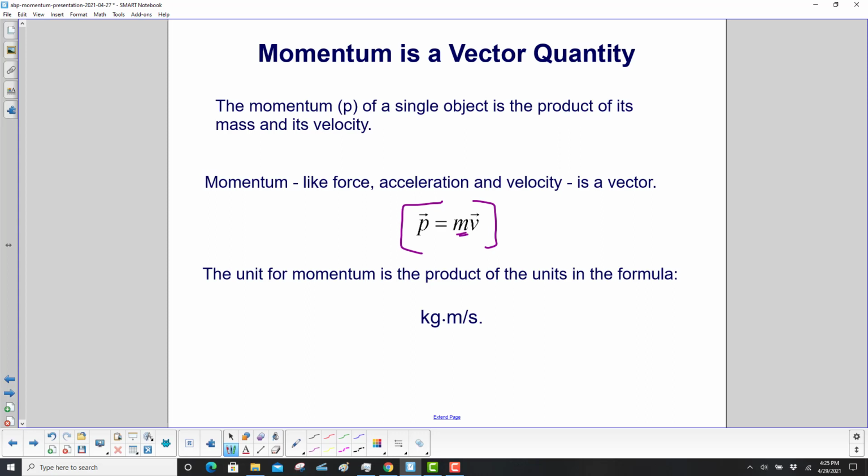That's a scalar. The unit, therefore, is the product of the units in the formula. So we have kilograms from the mass and meters per second from the velocity. So the unit of momentum is kilogram meters per second. And no, there's no other name for it.